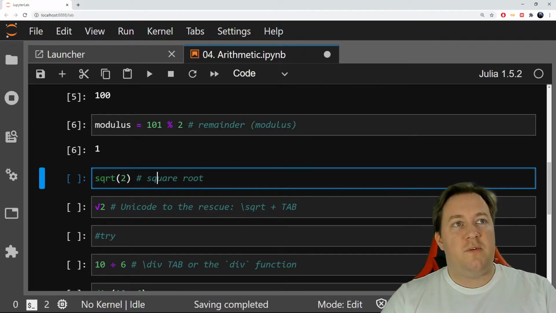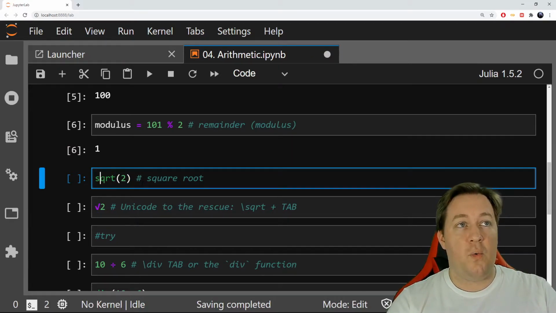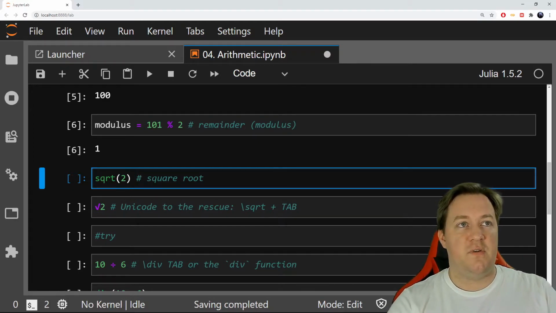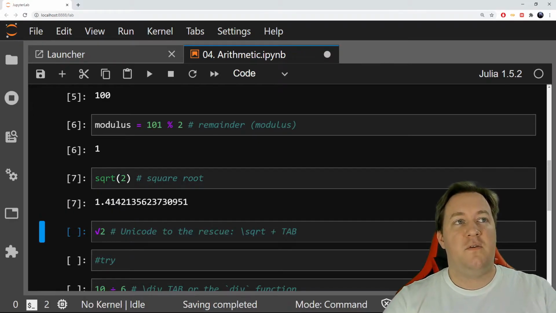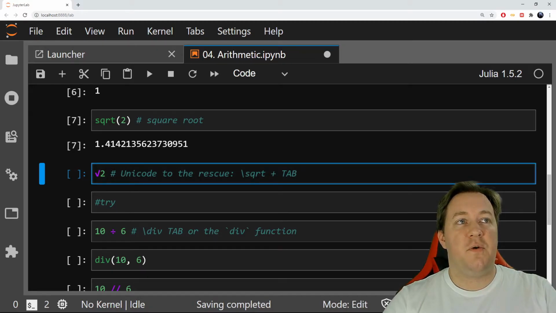The square root, so here it's interesting. You can do it either with this function, sqrt, with some letters removed. Here I just put the comments explaining what it is. So the square root of 2 is 1.41. Or if you want, you can also actually write the symbol of square root.